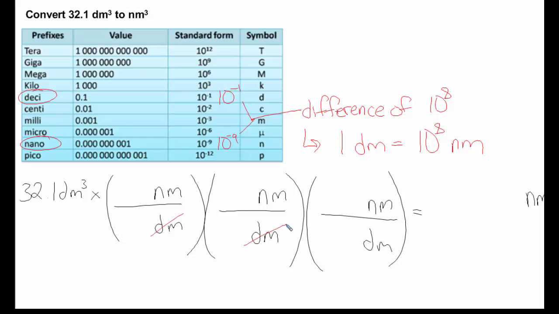Now if I actually go and put my numbers in, I can see that my units work. So nanometers times nanometers times nanometers must be cubic nanometers. 10 to the 8 over 1, 10 to the 8 over 1, 10 to the 8 over 1. So as long as I carry out my multiplication correctly, I should come away with 3.21 times 10 to the power of 25.